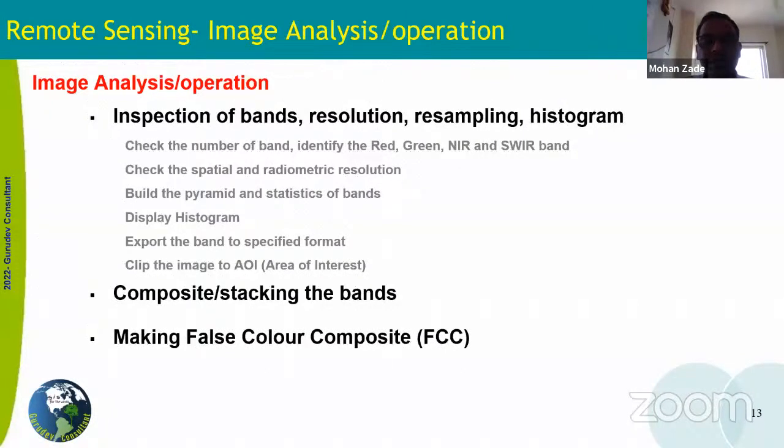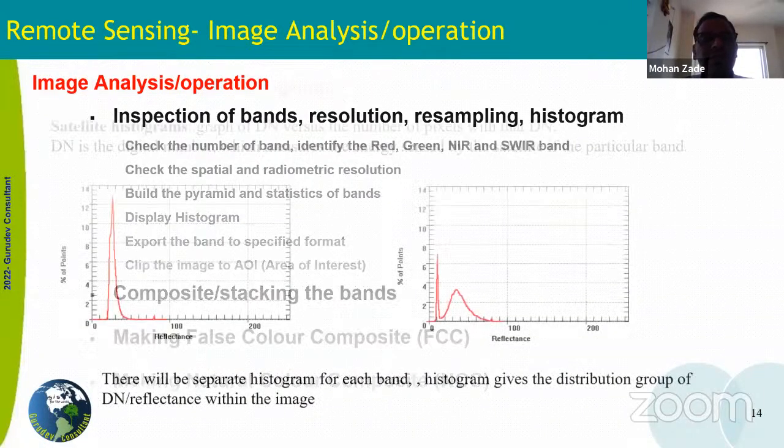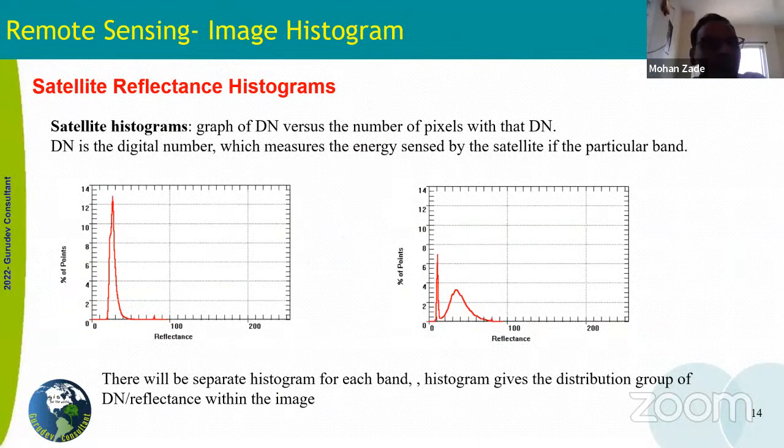This FCC is a false color composite, and the second is a natural color composite. So you use FCC. I will let you know about this FCC in the next few slides. Please wait.